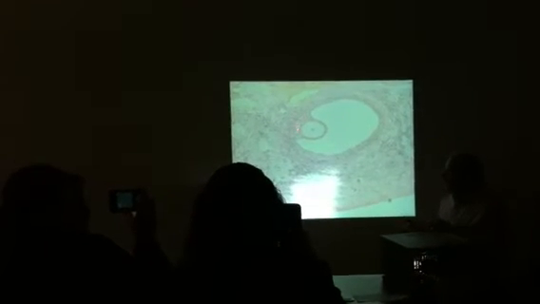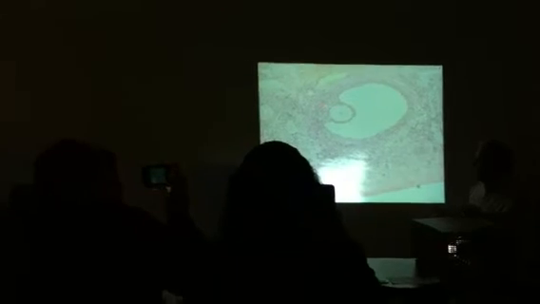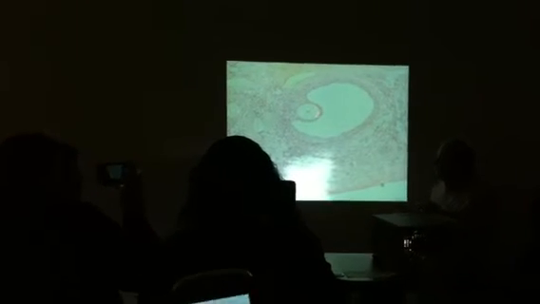Now, again, corona radiata, cumulus oophorus, this little group of cells here, zona pellucida, that little clear area right there, zona pellucida, Graafian follicle.